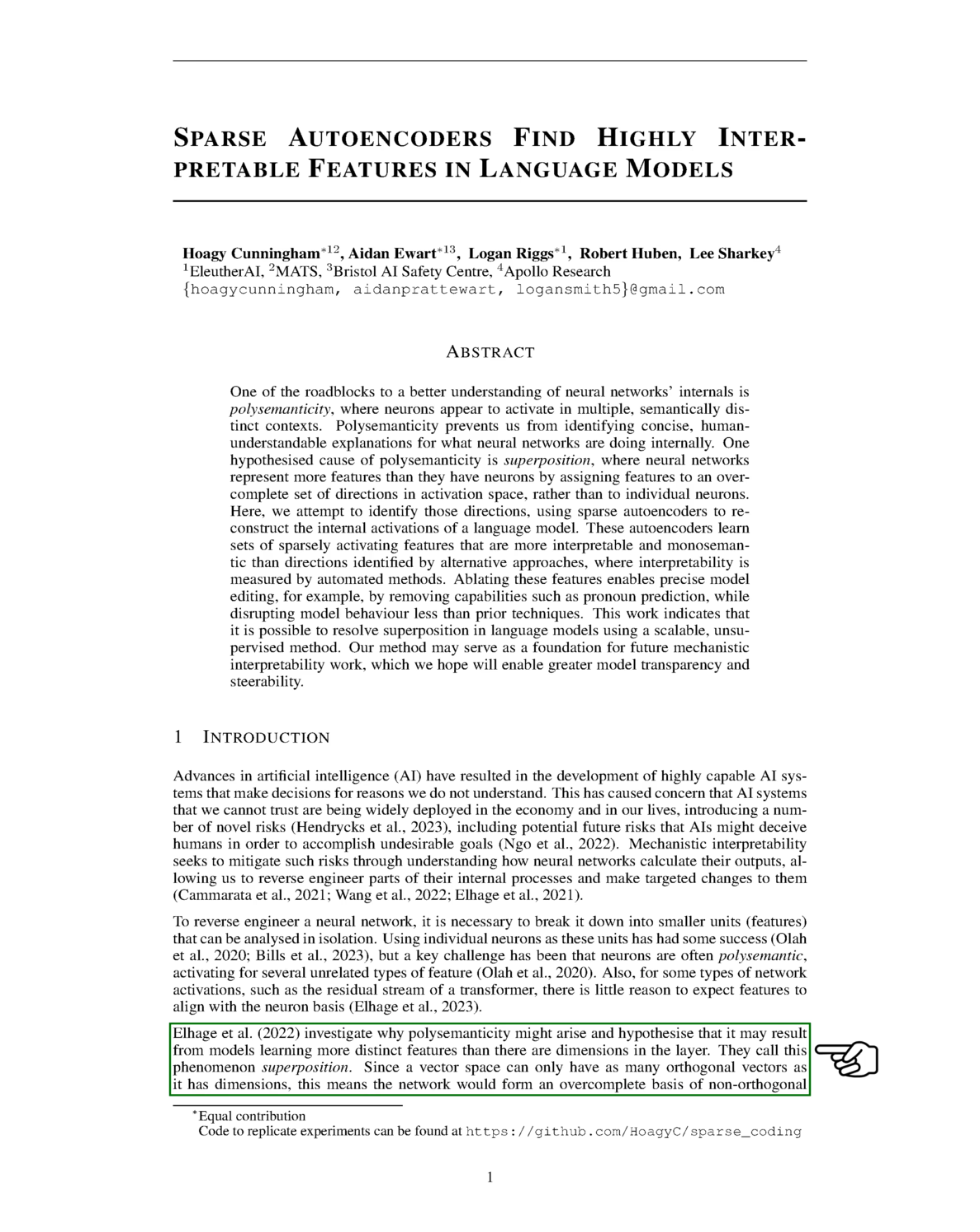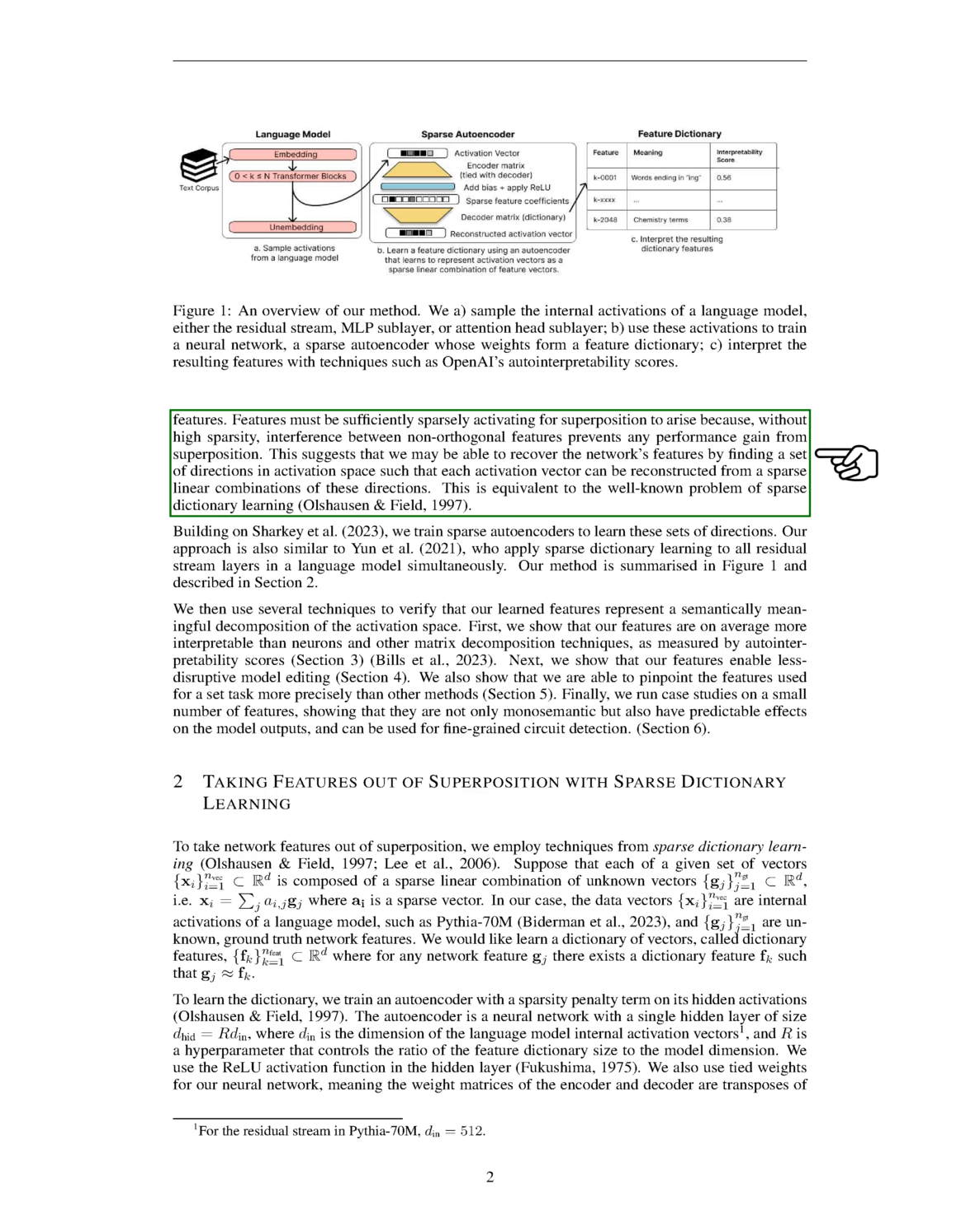We hypothesize that this complexity might arise because models learn more distinct features than there are dimensions in the layer, a phenomenon we call superposition. This means the network forms a basis of non-orthogonal features that are more than the dimensions, which can only happen if the features are sufficiently sparsely activating. If they aren't, interference between non-orthogonal features prevents any performance gain from superposition.